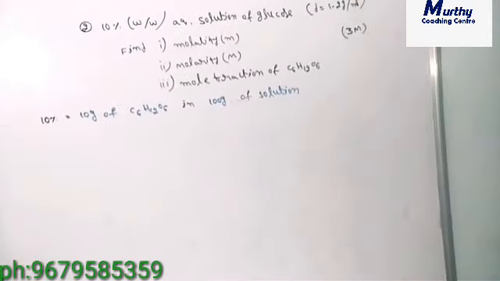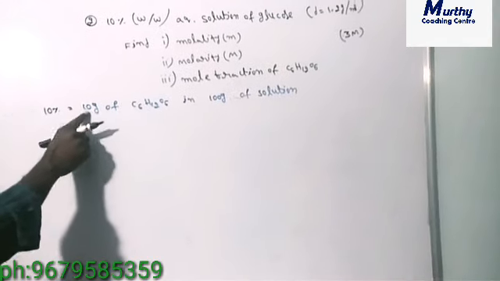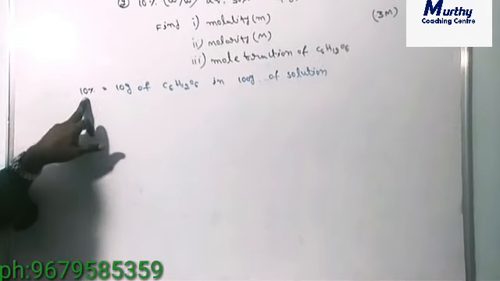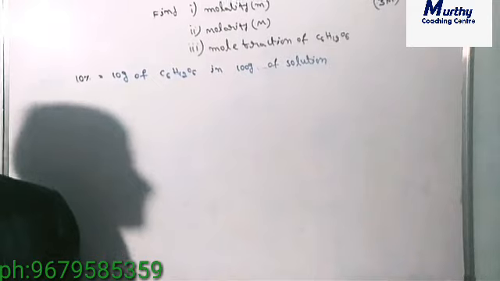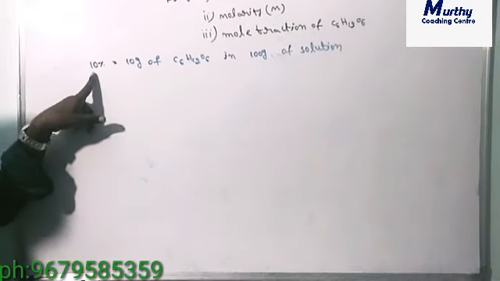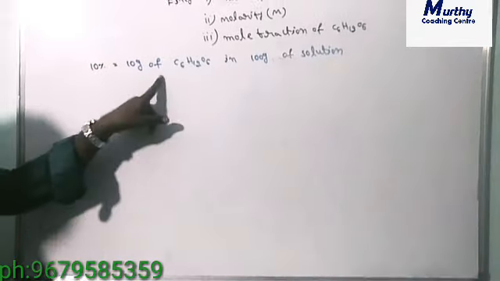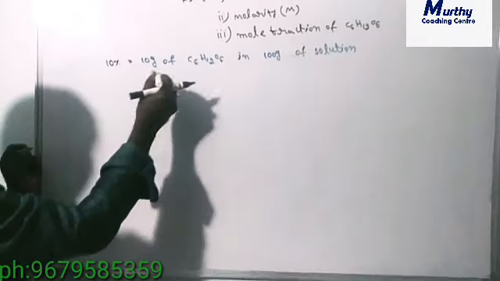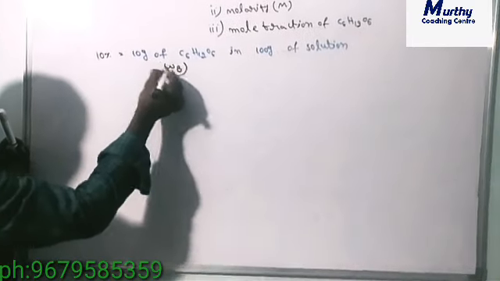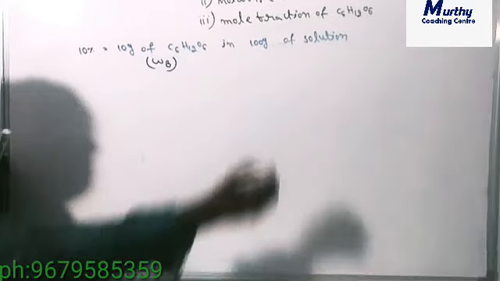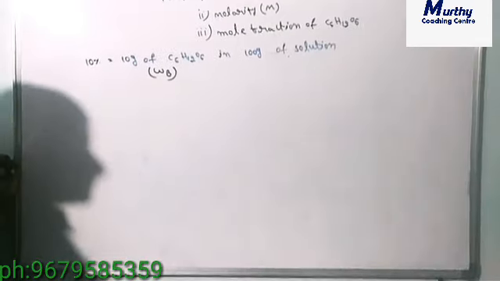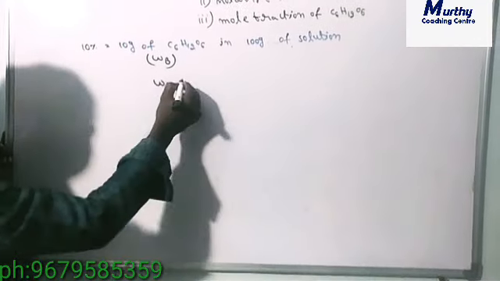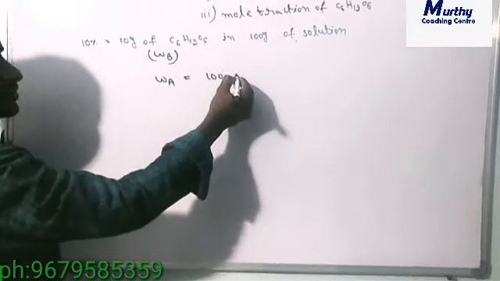If it is 20%, means 20 grams of glucose in 100 grams of solution. If it is given 30%, means 30 grams of glucose in 100 grams of solution. Here, what is given? 10% of W by W, means 10 grams of glucose in 100 grams of solution. So this 10 grams of glucose is the WB. This is the mass of the solution. Now we have to find the mass of the solvent. Mass of the solvent, what is the symbol? WA. Mass of the solvent is equal to solution minus solute.